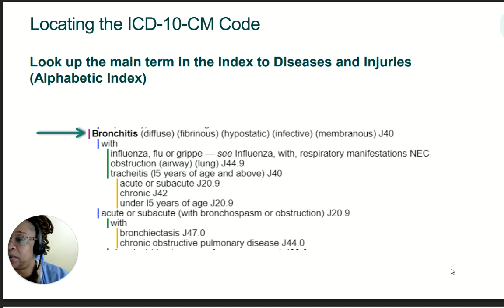So let's look at the example here, bronchitis. It says with flu, obstruction, airway, lungs, and it also shows acute and chronic. Under 15 years of age, and then we have acute, subacute with bronchial spasms or obstruction, which is the same as the acute, subacute. So we just need to make sure that the descriptions are correct when we're looking at them in the documentation, and that we're looking at them in our book to make sure that we are pulling the correct thing for accuracy.